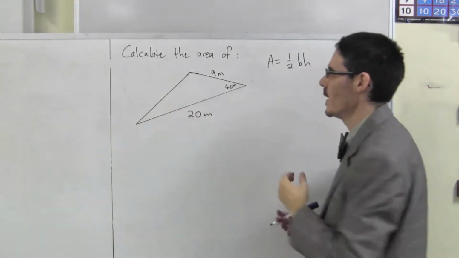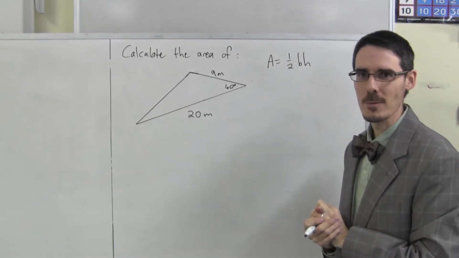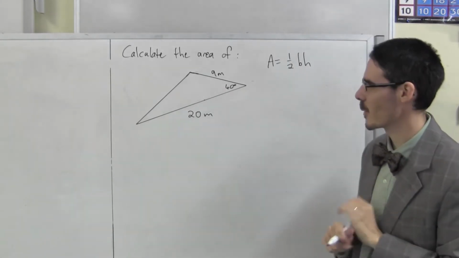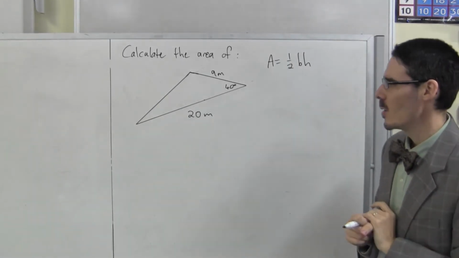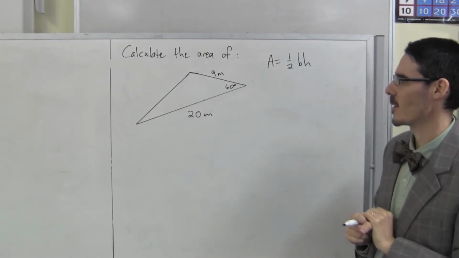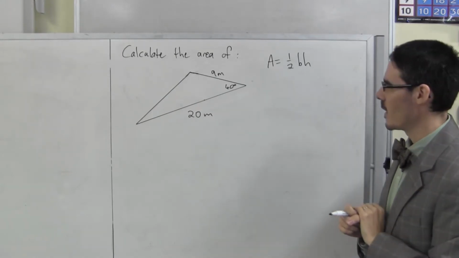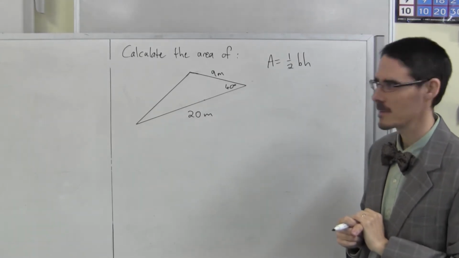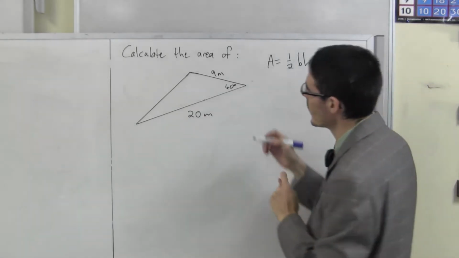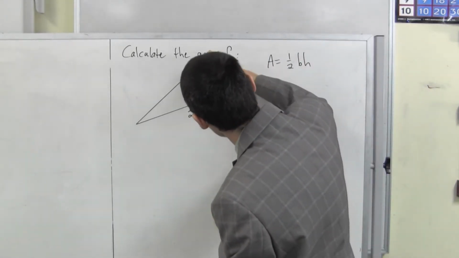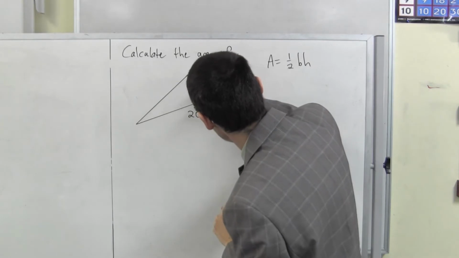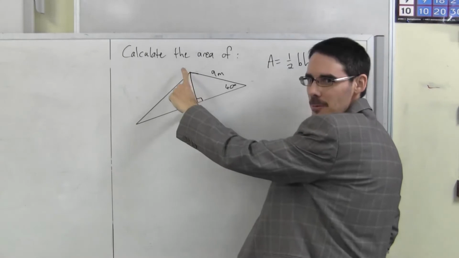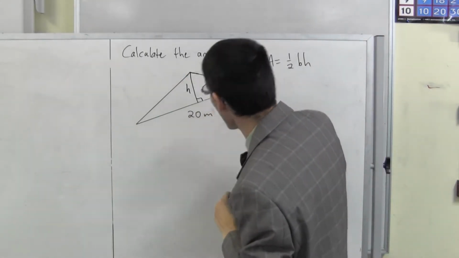I don't have any right angles in this triangle. So how am I going to apply this to that triangle? What I need is to manufacture a right angle out of that. I need to modify the triangle somehow so that I can get two measurements at right angles. I know. What if I drop a perpendicular line down here? Then I've made myself a perpendicular height. I'm going to call that h.